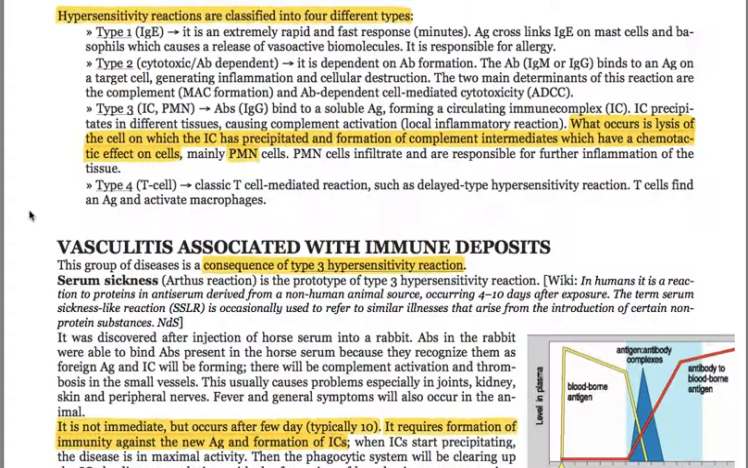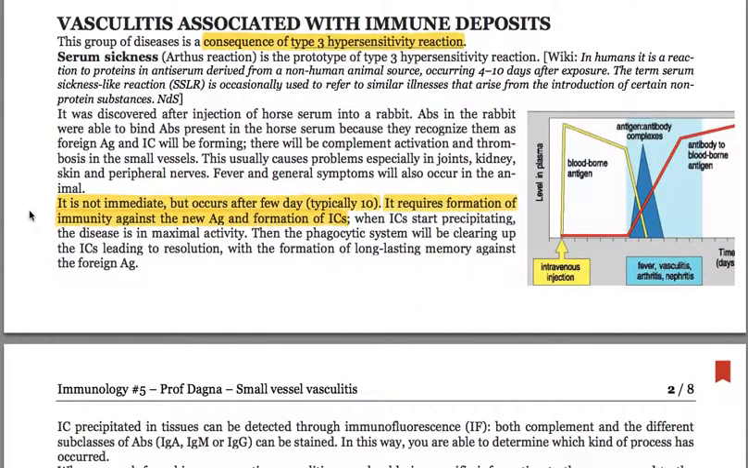Polymorphonuclear cells infiltrate and are responsible for further inflammation of this tissue. Type 4, T-cell mediated, is a classic T-cell mediated reaction, such as delayed type hypersensitivity reaction. T-cells find an antigen and activate macrophages. So, vasculitis associated with immune deposits. This group of diseases is a consequence of type 3 hypersensitivity reaction.